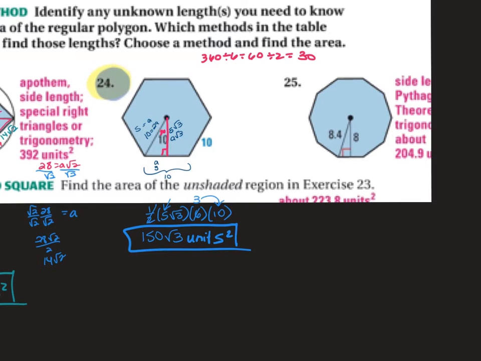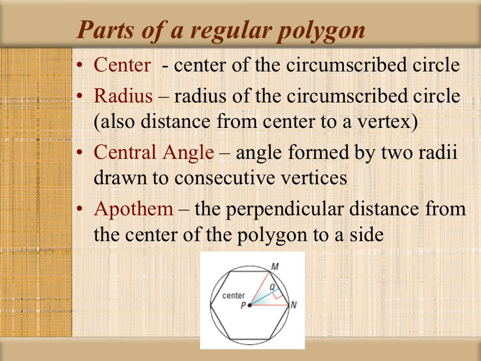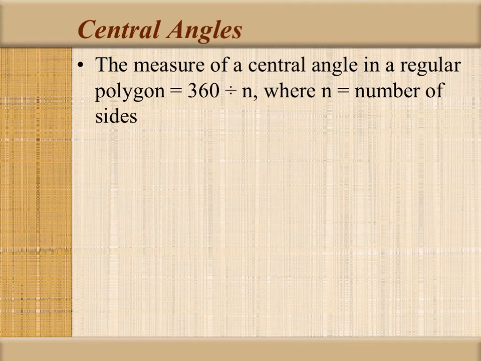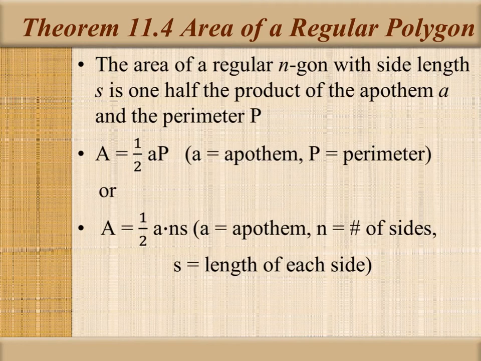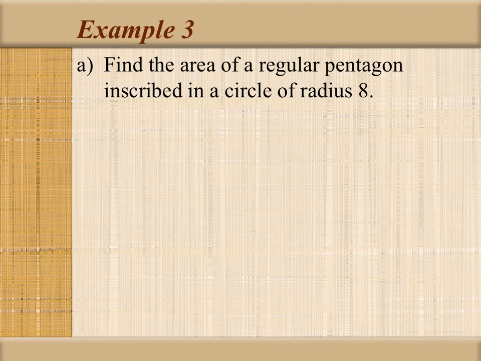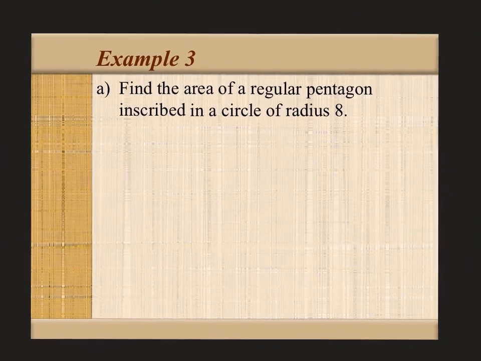Okay. So yesterday we talked about the parts of the polygon, all that vocab. We talked about finding the central angle. We talked about the formulas for the areas, which you're going to use again today: 1/2 AP or 1/2 ANX. And then we stopped at example 3, which is 3A, a pentagon.